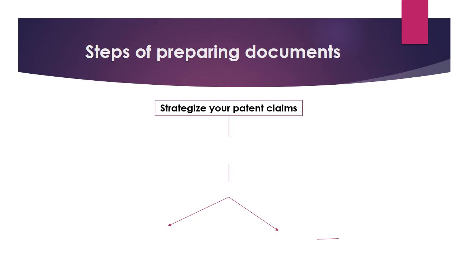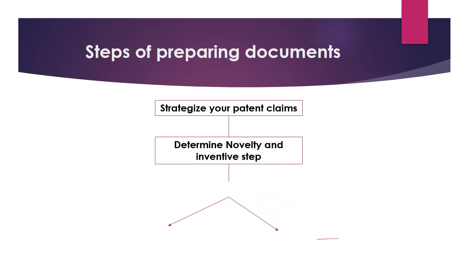Right now I can tell you that whatever you want to claim, or whatever your novel points and inventive steps are, should be given in the first claim itself. So you have to strategize based on the patentability search. Next is determining novelty and inventive step. So strategizing means determining your novelty and inventive step. There can be 10 novel points in your invention, but you have to decide which point you want to add in the first claim and what other points will be there in the dependent claims. So that you have to determine.